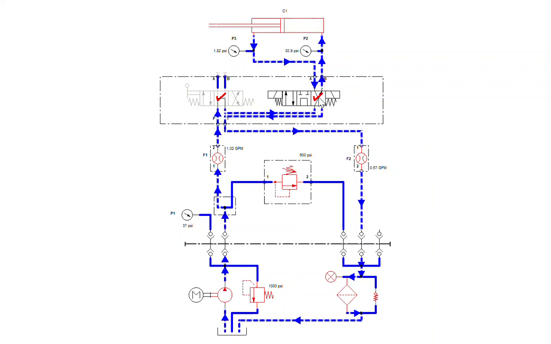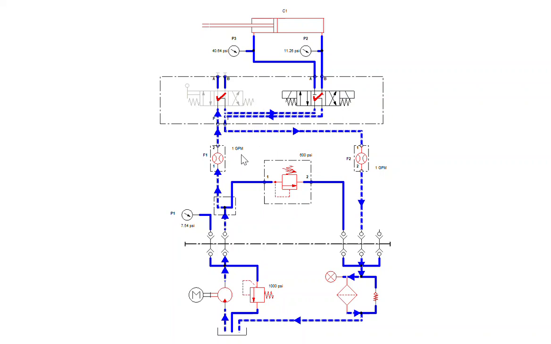And this position makes it extend because the pump flow comes in, follows this tortuous path from P to B into the extend port and extends the cylinder. Flow comes out the retract port, goes in through A and back to tank. In the middle position, you can see the flow all just goes freely through these valves and back to tank.